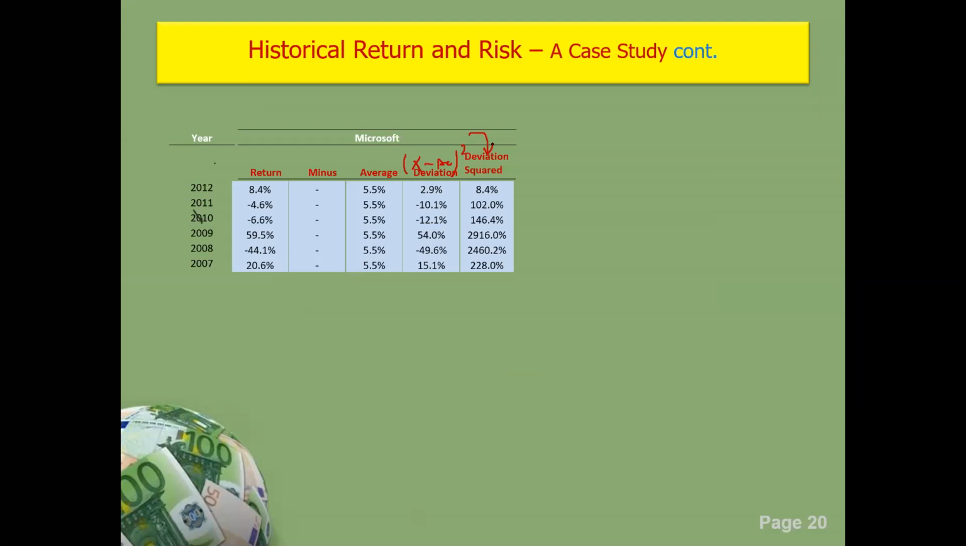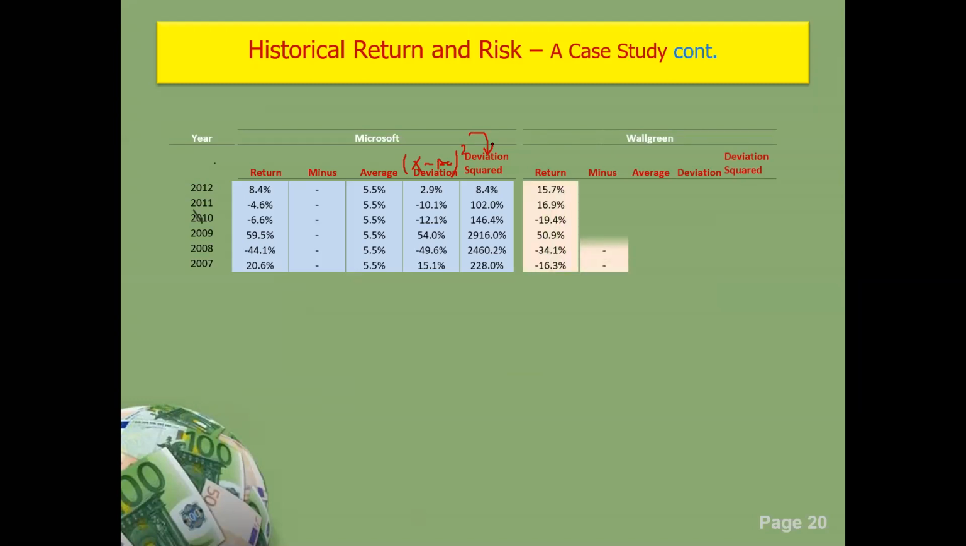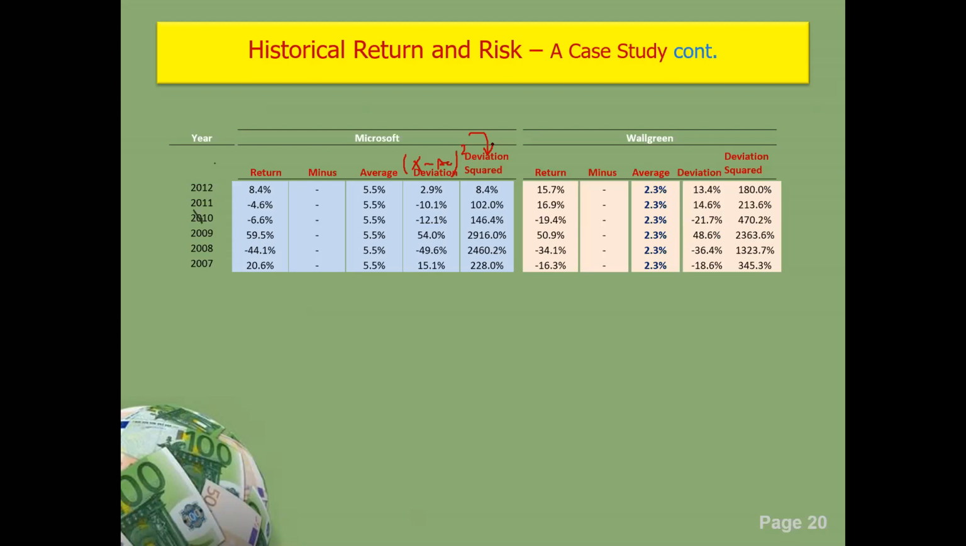Is the return given here or not? Return was given. Okay. But I will give you some exercises where you will also calculate return, though it is given here. The next is for Walgreens. We use the same method to calculate the deviation square for Walgreens. Okay, we have the deviation square.